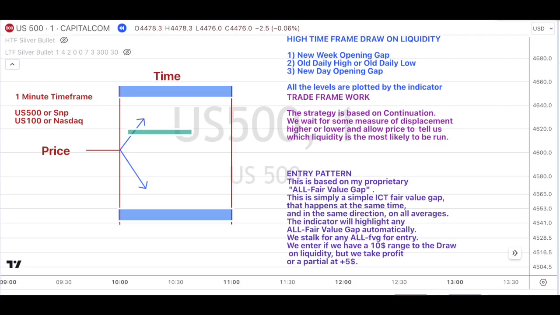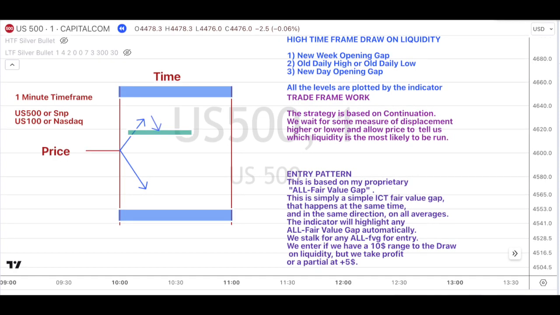It is much better if the all fair value gap is in line with the direction of the displacement, otherwise it could be used as an inversion all fair value gap, but discretion is advised. From the all fair value gap, we might want to target the higher time frame draw on price. There must be a range of at least $8 to $10, as the silver bullet setup imposes us to take profits or at minimum a large partial at plus $5.